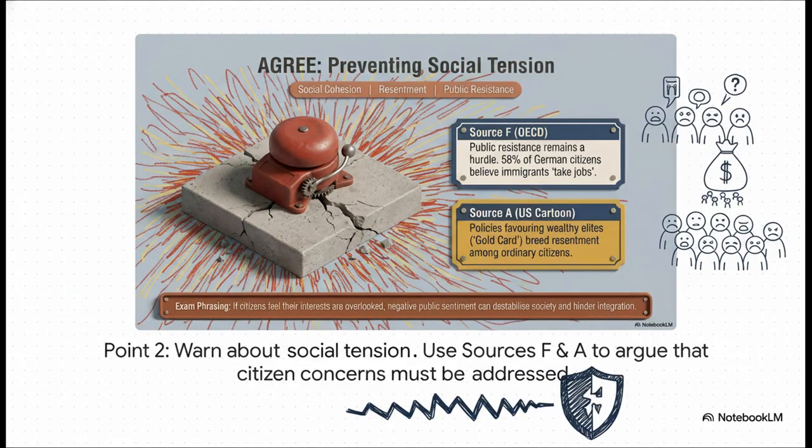Okay, next up, you've got to sound the alarm on social tension. You present Source F, where a whopping 58% of Germans believe immigrants take jobs. Then you pull out Source A, that cartoon from the US, which perfectly illustrates how policies that seem to favor wealthy outsiders can really breed resentment among the local population. Your warning to the leader needs to be direct. If we overlook what our citizens are worried about, we risk destabilizing the entire society.